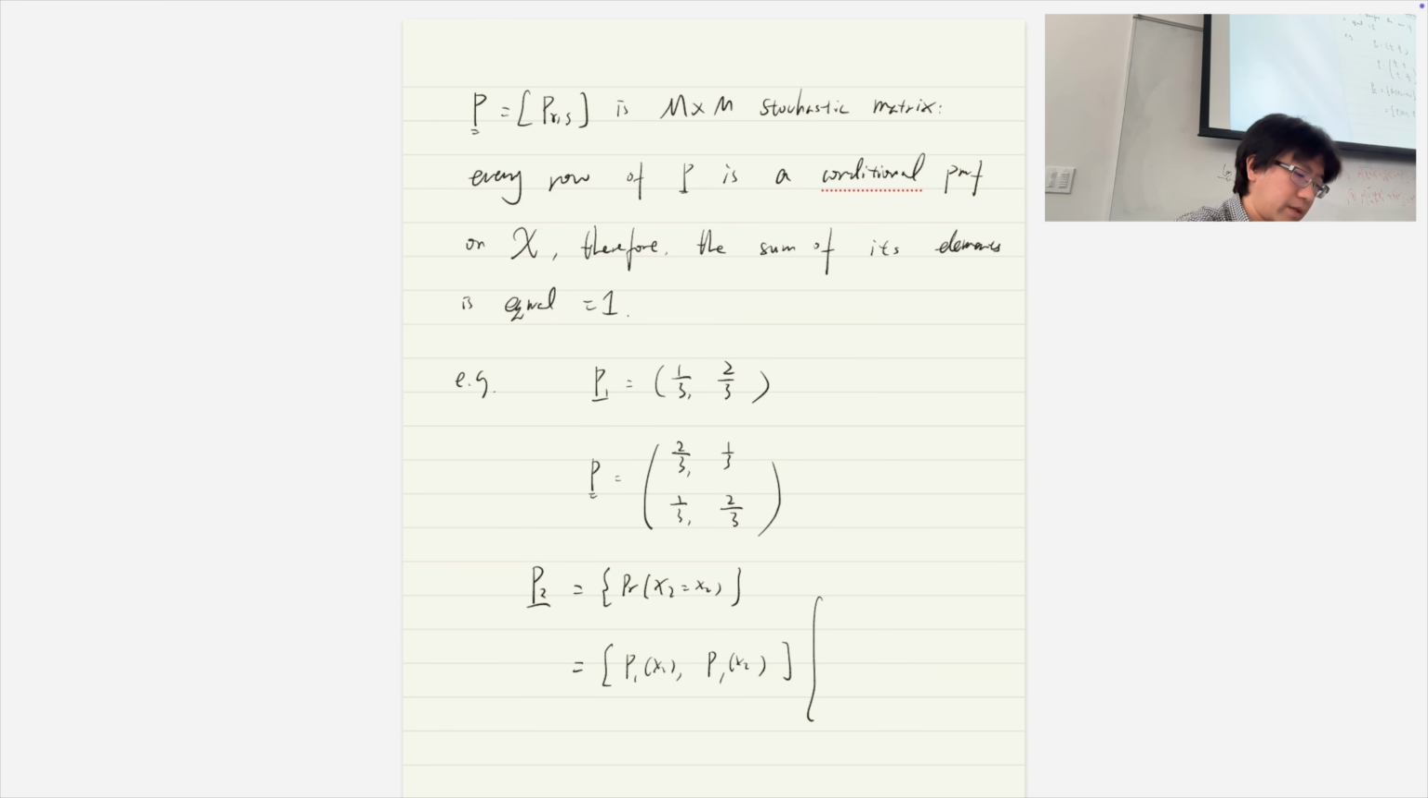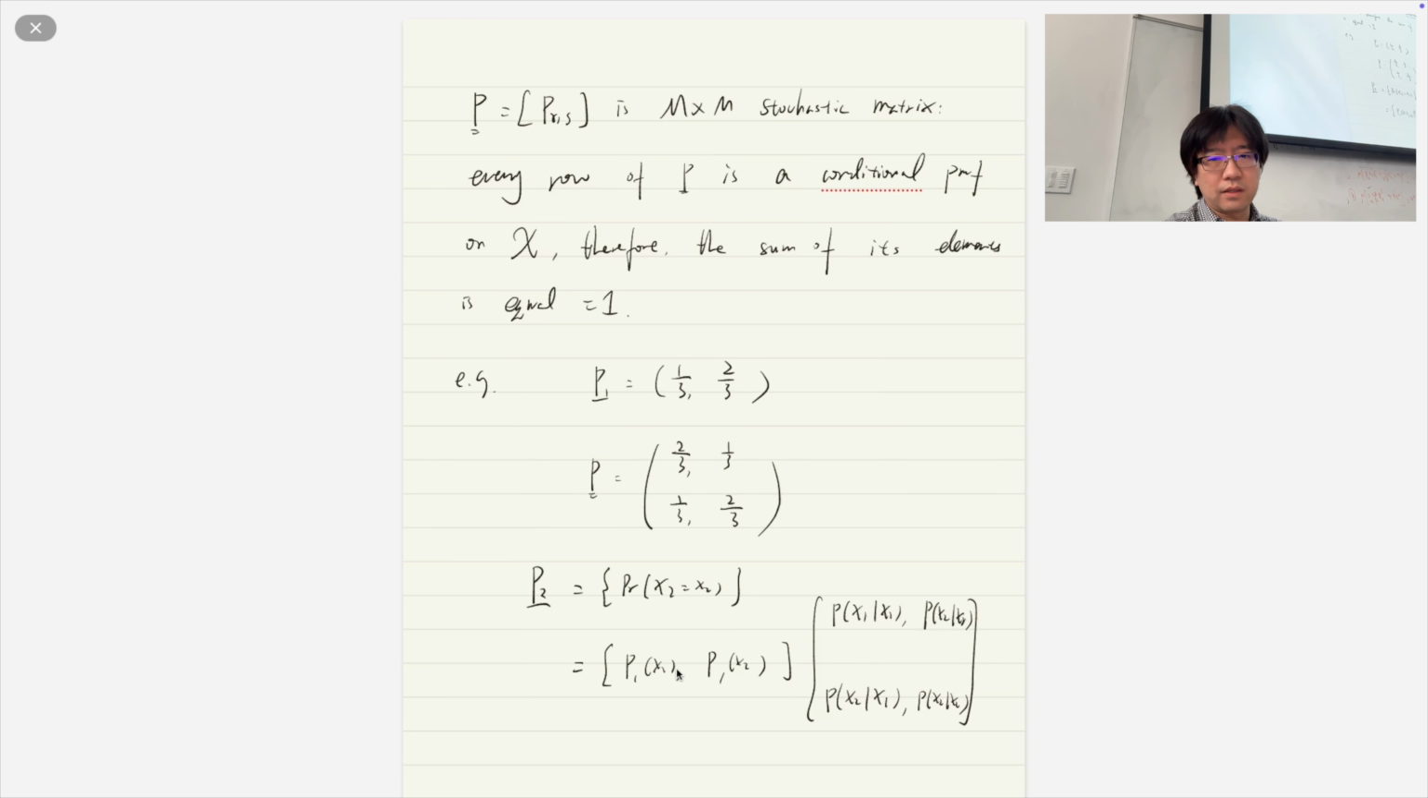Right, and then basically we multiply this by the transition probability here, right? So this is the probability of x1 given x1, and then the probability of x2 given x1, and then the probability of x1 given x2, and then the probability of x2 given x2. Right, so we consider that's a row vector, and this is a matrix, right?